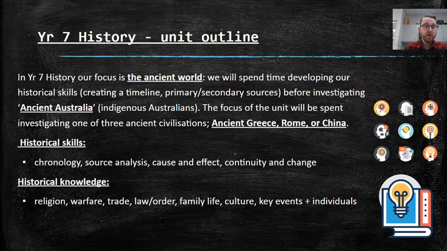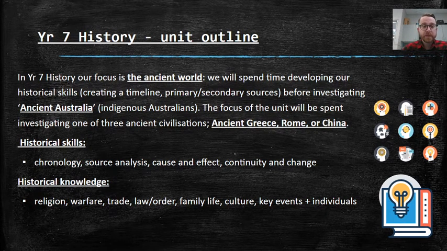So in history, from Year 7 all the way up to Year 12, you kind of move forward each year. So in Year 7, you look at ancient history. In Year 8, you look at medieval history. So you're looking at knights and castles and samurais. Year 9, you look at World War I. And then Year 10, you look at World War II.